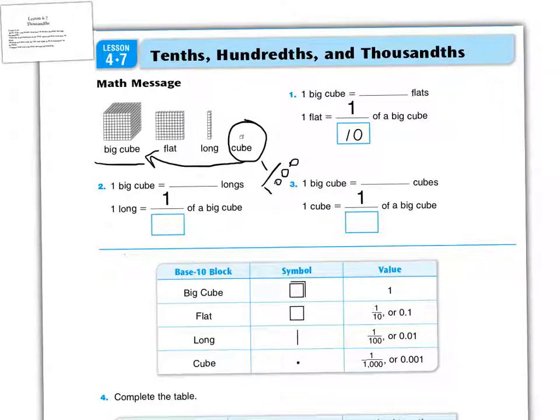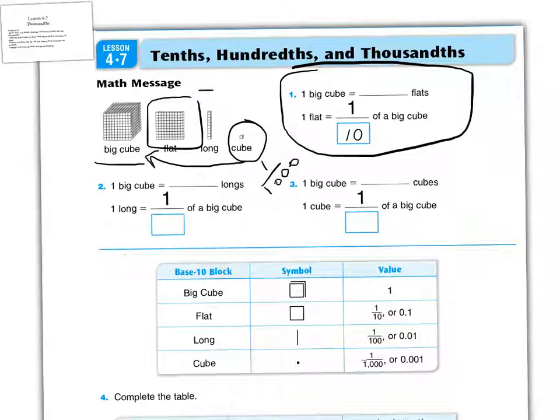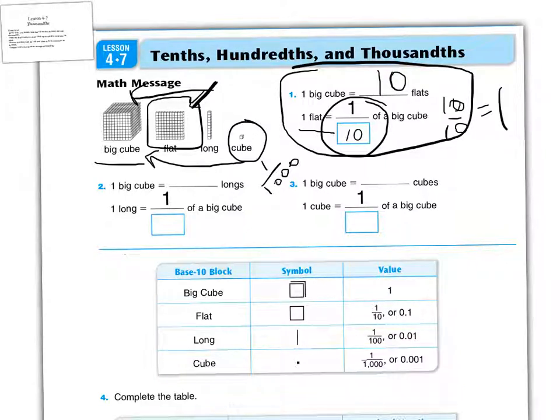By looking at number 1, this is saying one big cube is equal to how many flats? Well, here's a flat. How many flats go into the big cube? Hopefully, you know that a big cube equals 10 flats, so therefore one of the flats would equal 1/10 of the big cube. This tells you that you have one of the 10 needed to make a big cube. If you get all 10 of the 10 needed to make the big cube, then you actually have the whole.